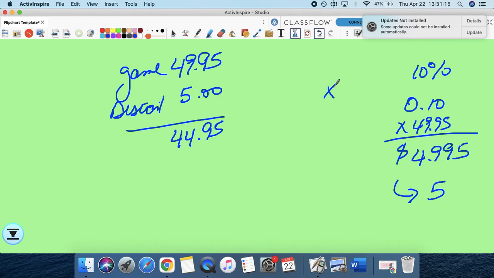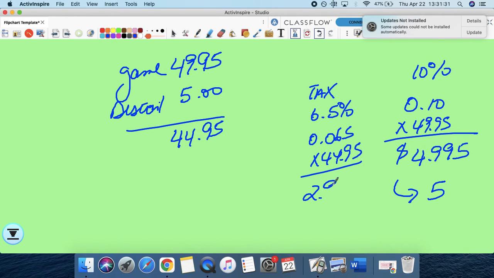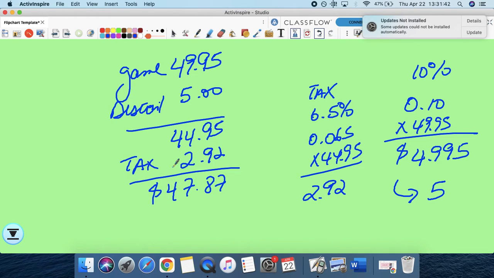Now we're gonna pay tax, 6.5% or 0.065 times $44.95 equals $2.92. So here's the tax. So the total is 47.87. Okay.